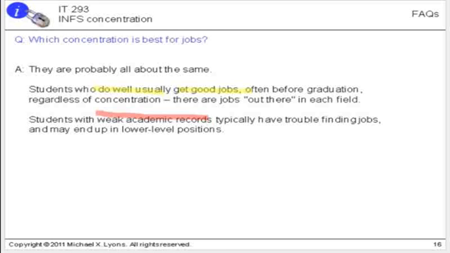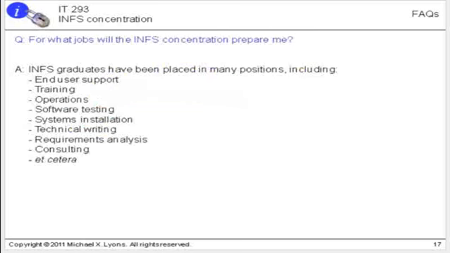And again, I don't think there's a significant difference between the concentrations. This applies across all of them. So students say, okay, if I take the security concentration, what kind of job am I likely to end up with? Students end up with all kinds of jobs. Some students take a concentration and end up with a job that is completely different. That's unusual, but it certainly happens.